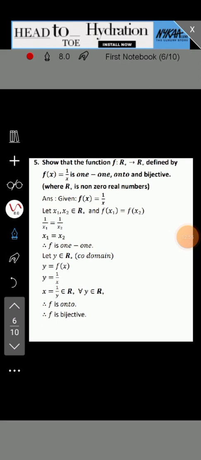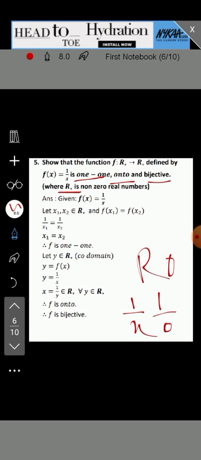The next question is to show that the function f from r star to r star defined by f of x is equal to 1 by x is 1 1, onto and bijective. Here one extra thing is given: r star. R star is the set of non-zero real numbers. Why is it given as non-zero? Because the function is 1 by x. If r were given instead of r star, it would include 0, but 1 by 0 is not defined. That's why they have used r star, non-zero real numbers. They have excluded the 0. Then this function is defined.